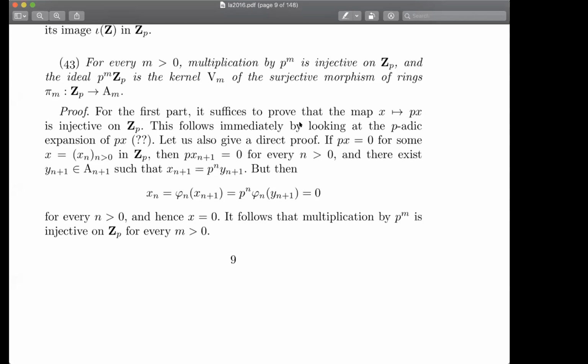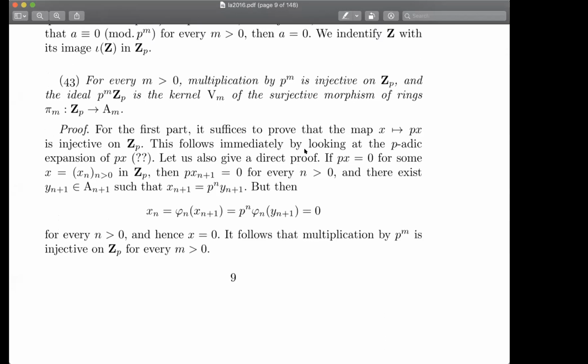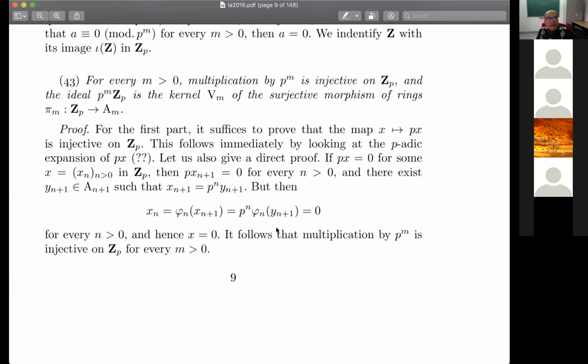But there's another proof. So I'll allow you to look at it for 2 minutes while I take a sip of water. So take a look at this. Okay. So there we are.